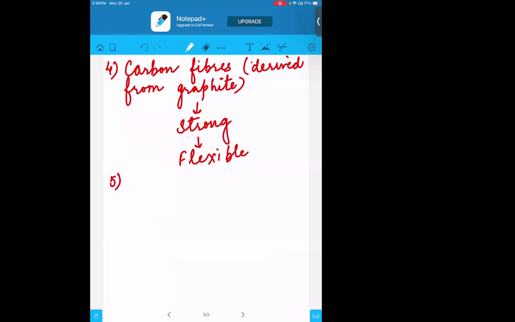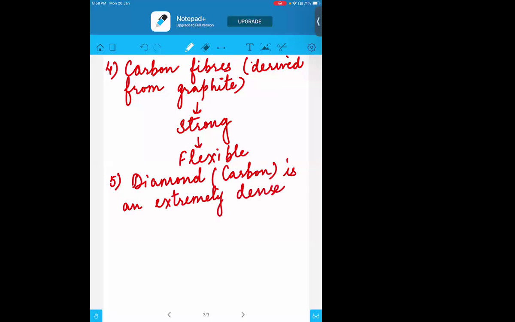Then next one, the non-metals should have low density. The density should be low. But there is a non-metal called diamond, which is carbon, an extremely dense non-metal. It has high density.